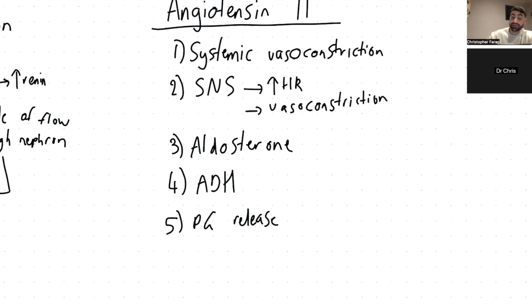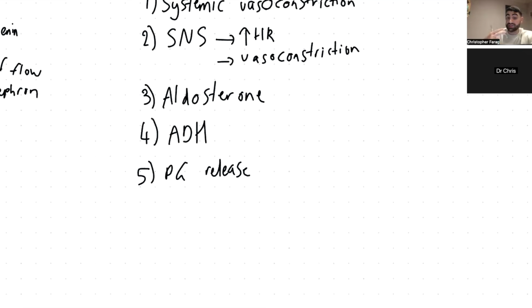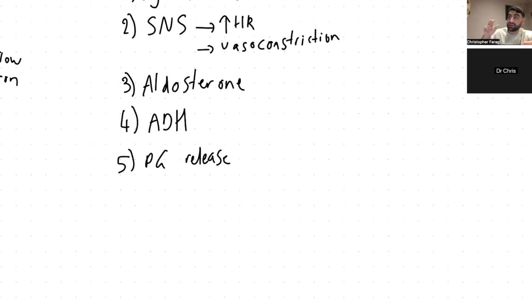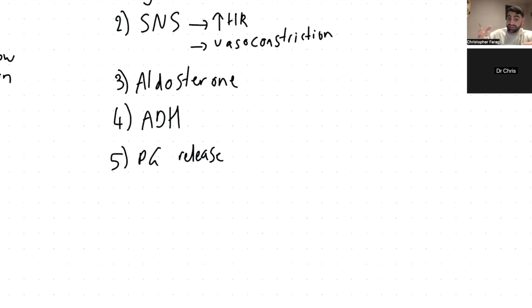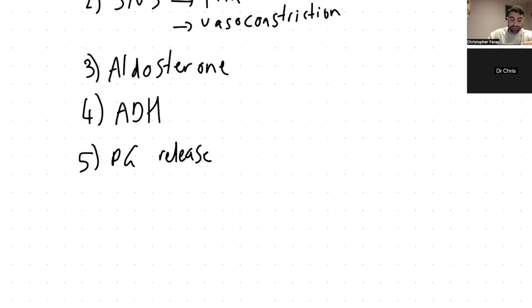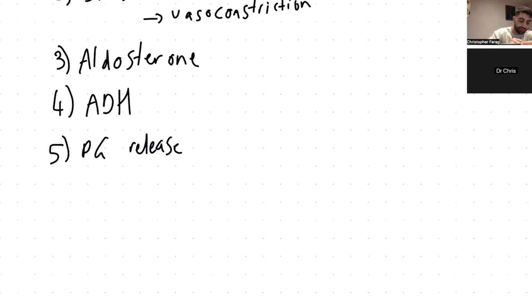Before we go into aldosterone and ADH, let's look at that fifth point, prostaglandin release, because it actually has quite a substantial impact on our ability to maintain our fluid volume. It actually messes with the fluid composition that goes into our kidneys to make sure we don't lose too much urine. So let's have a bit of a deeper dive.